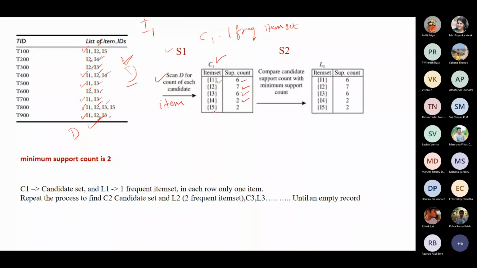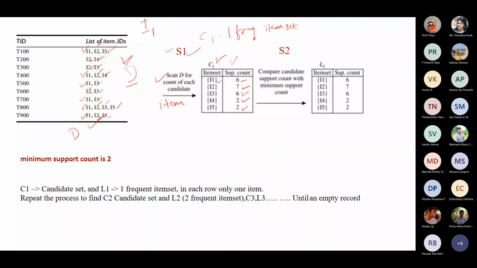Next, check for I5. 1, 2. Support count is 2. This is how C1, the candidate one frequent item set, is created. So what are you doing? You are listing out all the items and calculating the support count. That is step 1. Next, what is the next step?